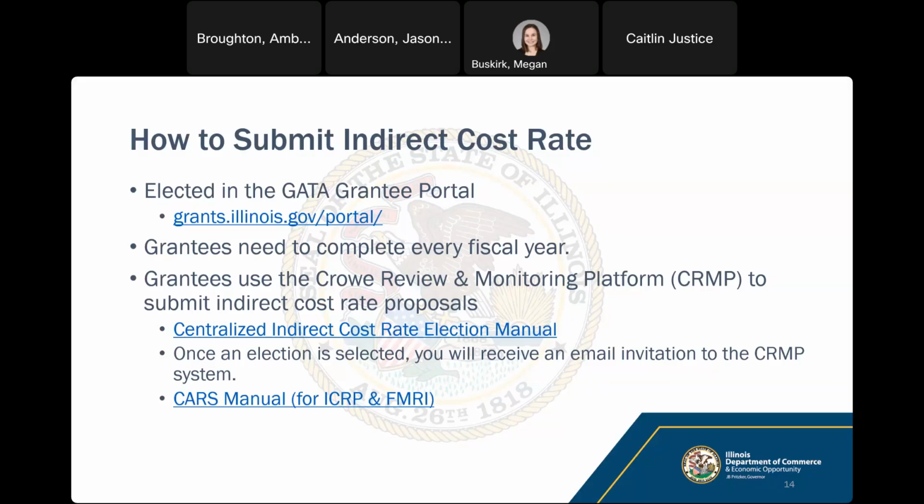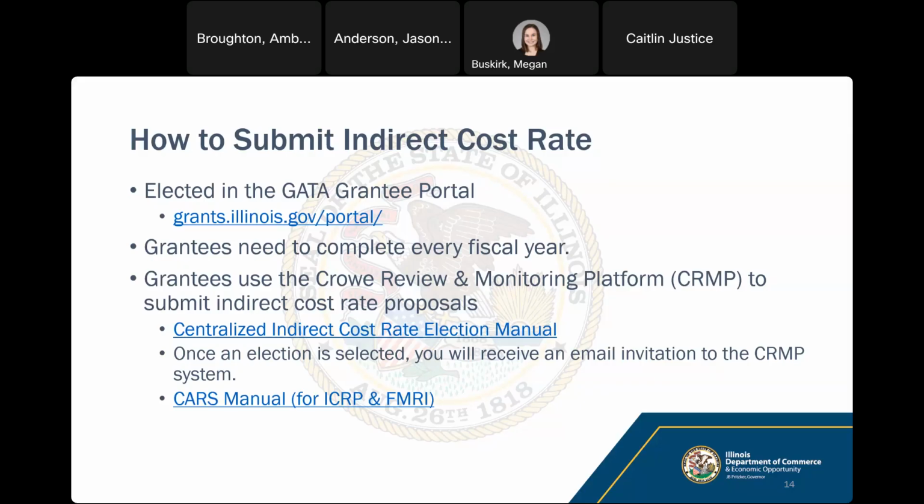Organizations that have not previously established an indirect cost rate must submit an initial indirect cost proposal or rate election. It must be submitted no later than 90 days after the effective date of the state award. Organizations that have previously established an indirect cost rate or made another election are required to submit an indirect cost proposal or rate election within 6 months after the grantee's fiscal year end.